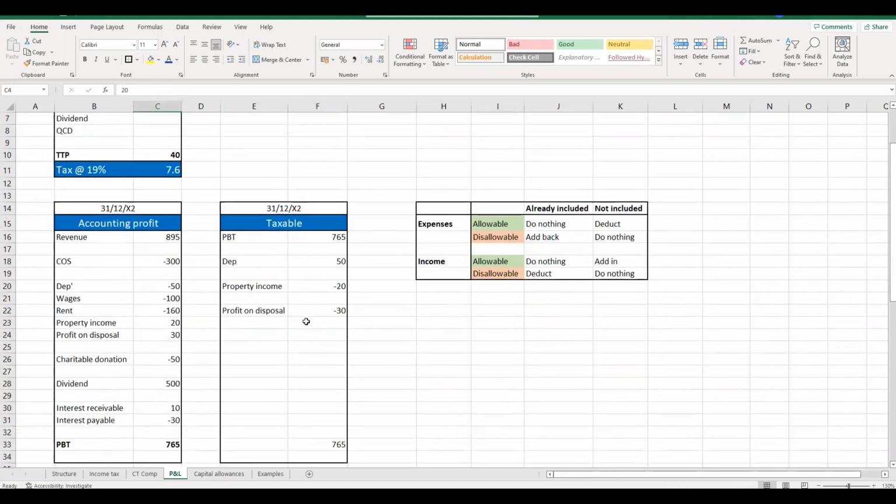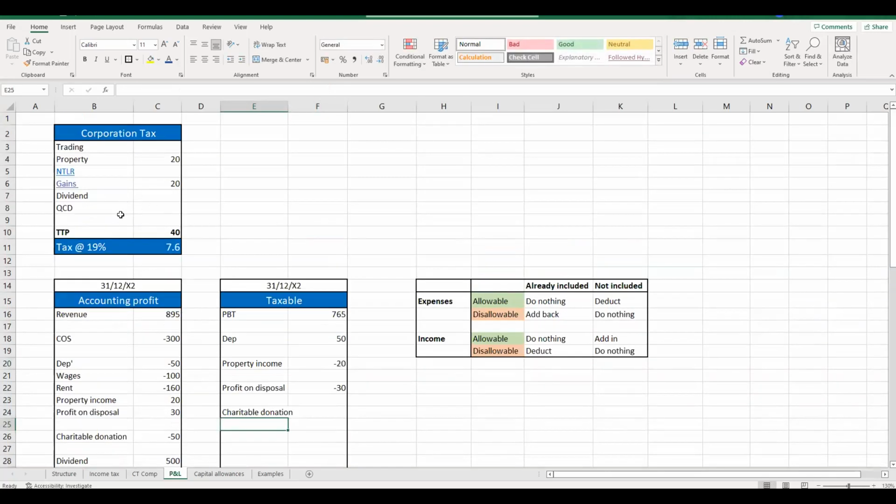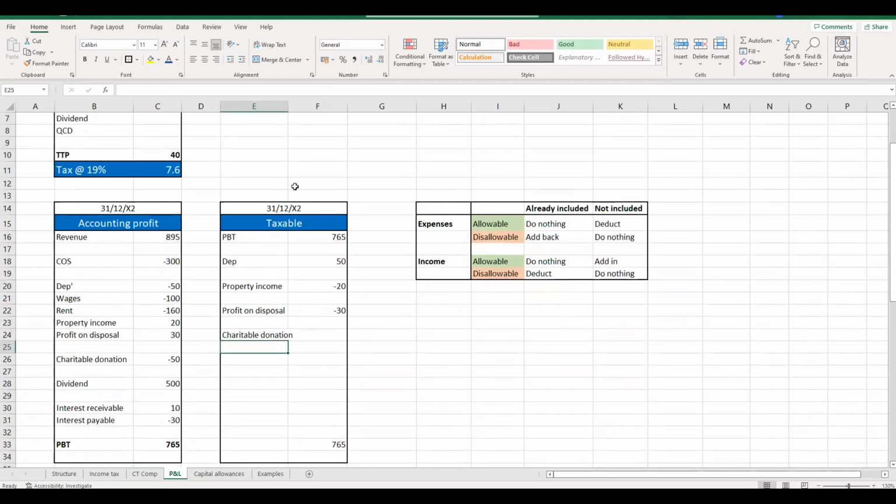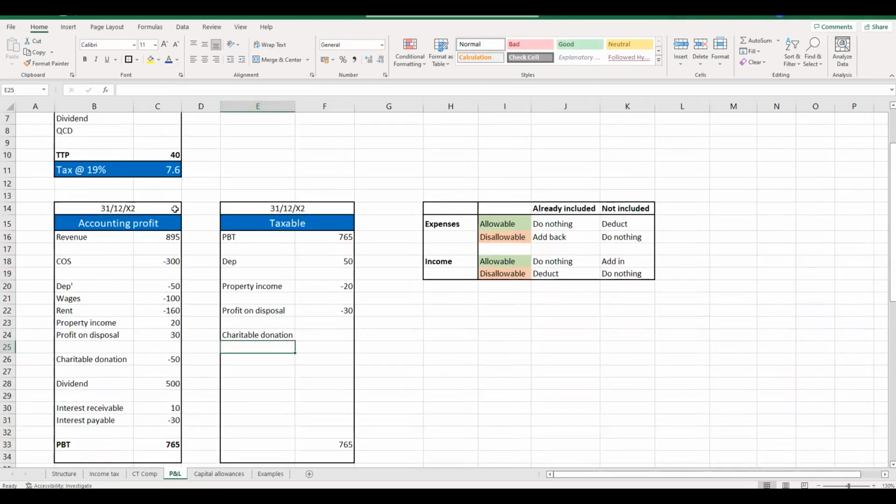Now, the charitable donations are different. The charitable donations have their own separate box on the corporation tax pro forma. So because they go in somewhere separate, we need to remove them from our trading profits. Of course, they were a cost. They previously reduced our accounting profit. So what we need to have here is an add back, firstly, of the charitable donation.